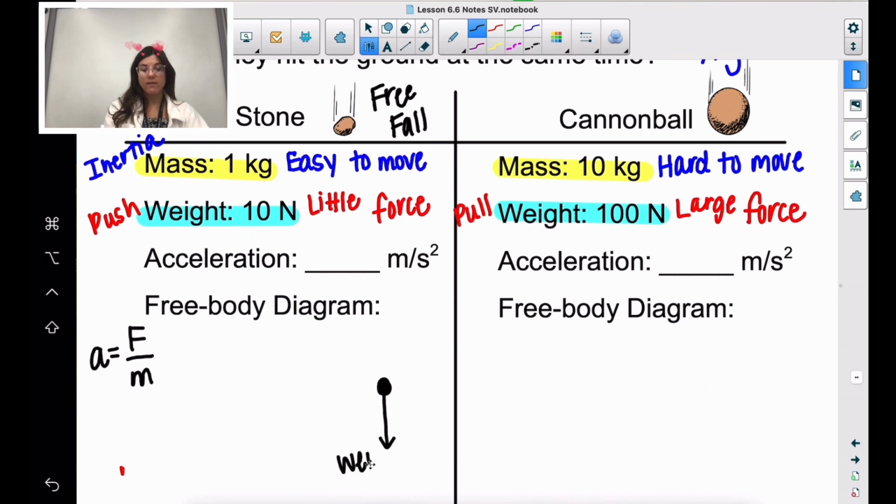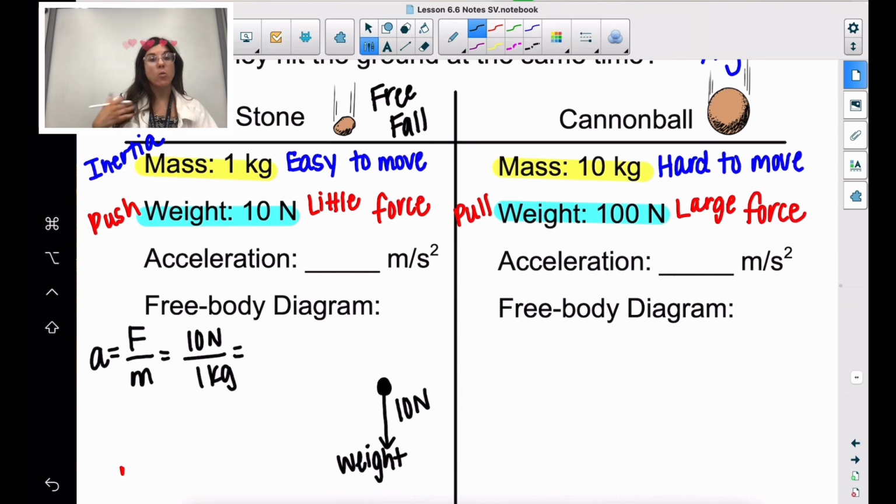Now, the force of gravity is very small. We know that it's only 10 newtons worth, so not a ton. So I'm going to plug in 10 newtons for my net force, and then my mass is 1 kilogram. Now, when I divide these, what I'm going to get for my acceleration is 10 meters per second squared. Crazy. That's exactly what we know acceleration of free fall to be. So this is where that value 10 comes from, taking that weight and dividing it by the mass.